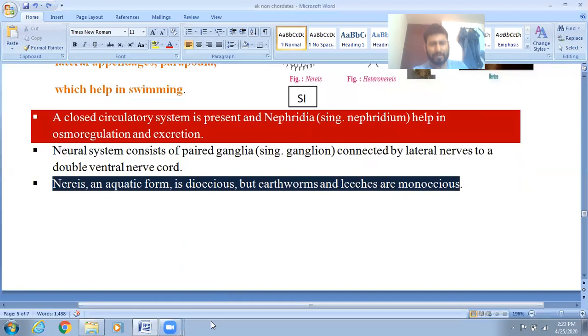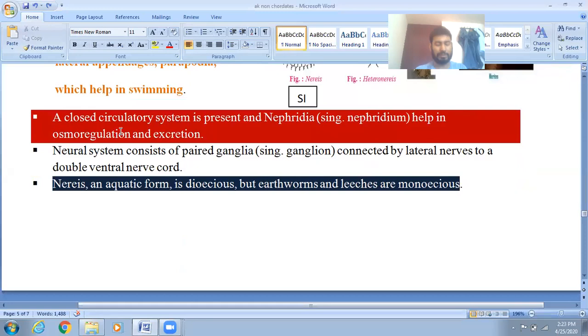Okay, closed circulatory system. In the case of non-chordates, only Annelida as well as cephalopods of the phylum Mollusca have a closed circulatory system, and every other non-chordate has an open circulatory system.